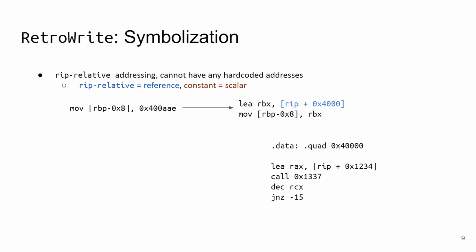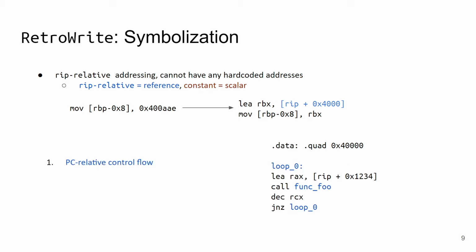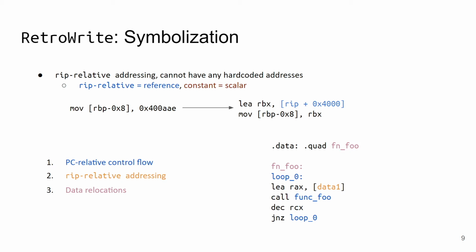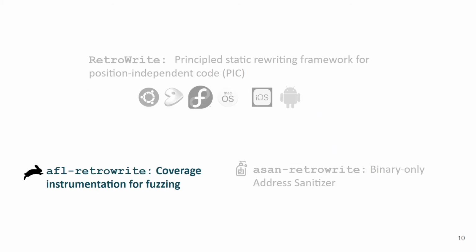Now, let's take a look at a symbolization example with the following code snippet. Retrowrite symbolization happens in roughly three stages. First, PC-relative control flow instructions are identified and their operands are changed to assembler labels, defining the labels of the offsets that they must point to. Next, RIP-relative operands are converted to assembler labels as well. Lastly, using data relocations, all pointers in the data sections are converted into labels. At this point, we have reassemblable assembly that may be freely modified by the instrumentation passes and other off-the-shelf tools.